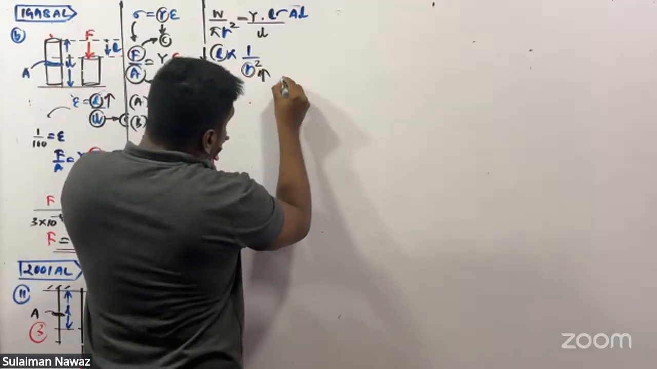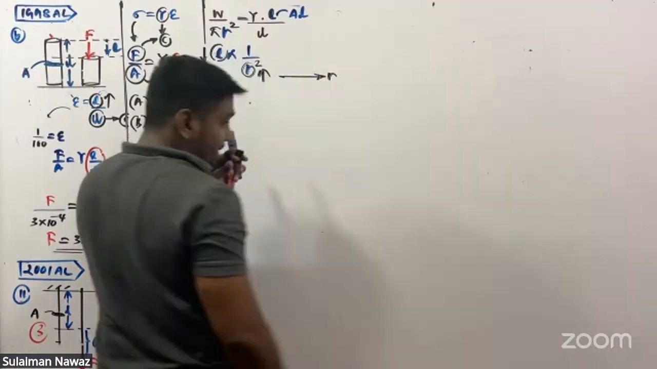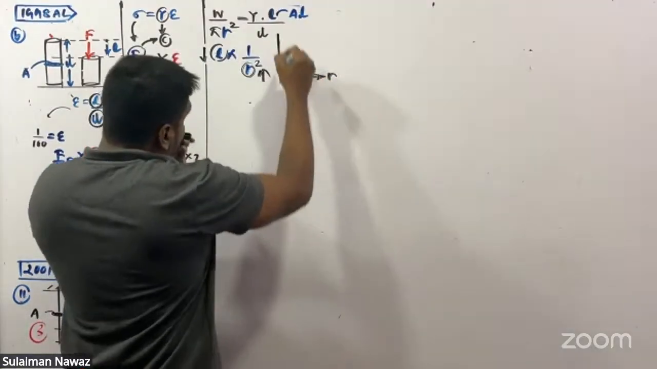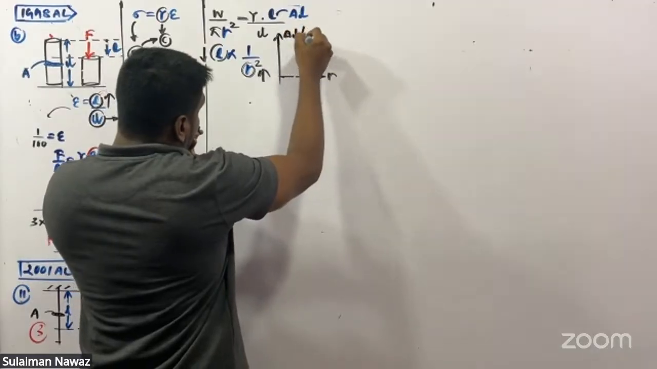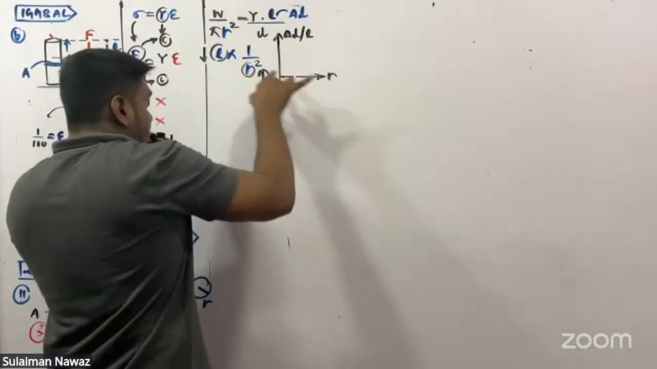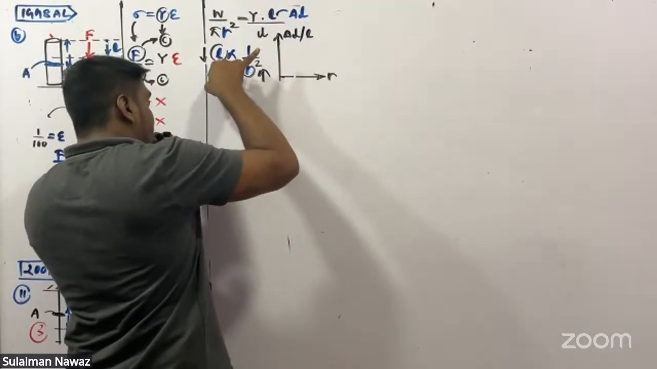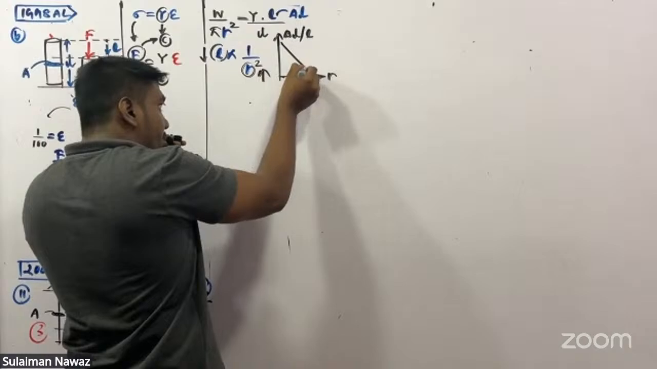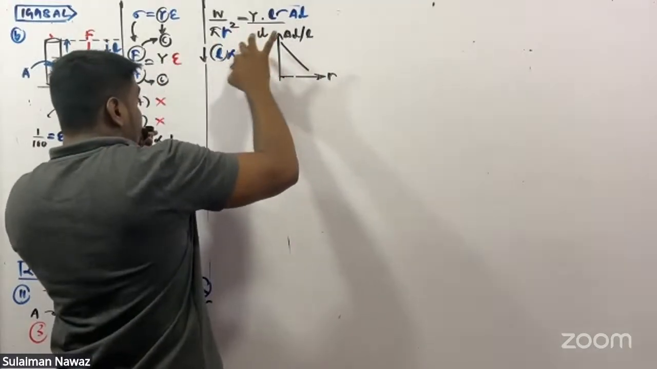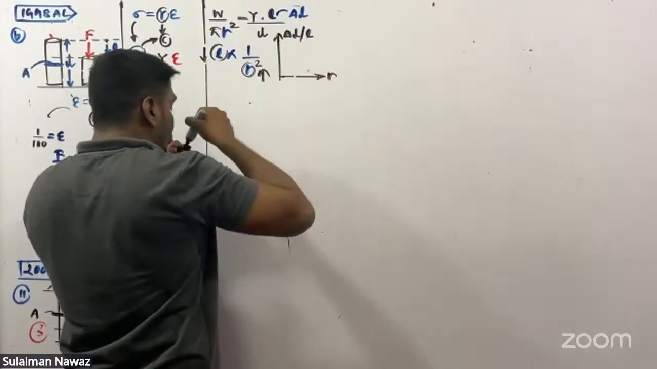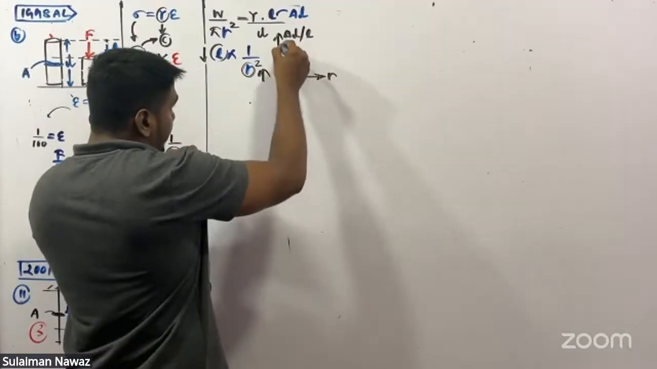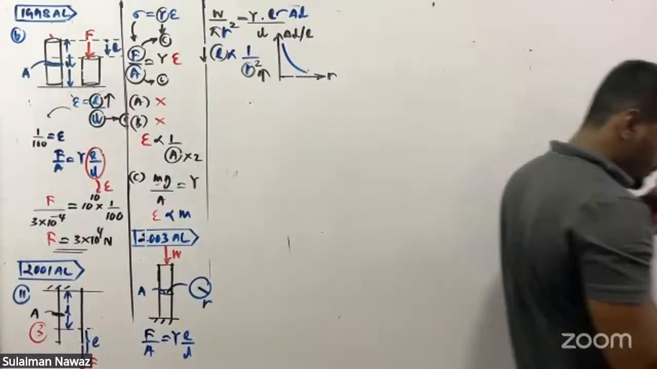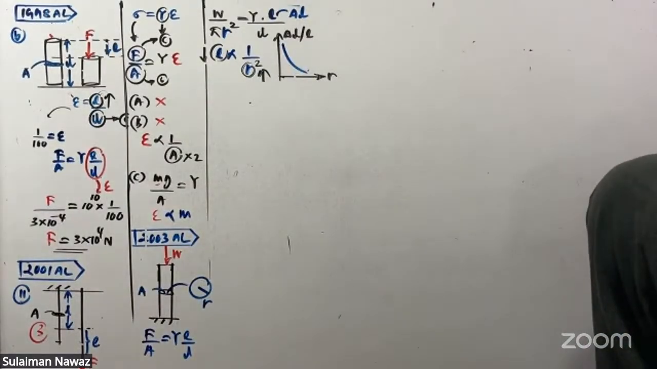Let's say your x-axis is r and your y-axis is extension delta L. When the radius increases, the extension decreases. Is there a linear relationship? No. Why? e is proportional to 1 over r squared. Whenever the term comes squared, it's a curvy graph, some kind of graph like this. Any graph like that? Check. The first one is the answer.